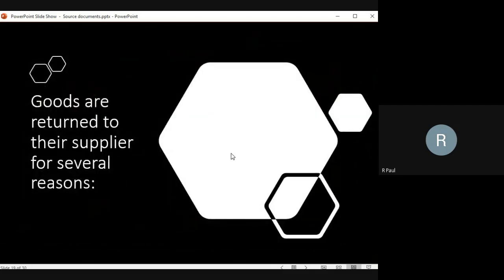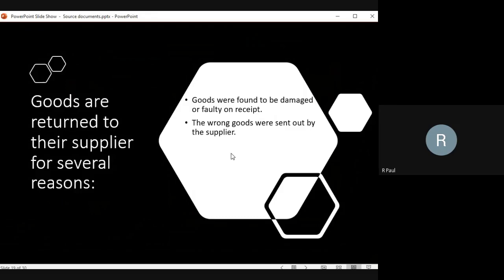Now, the next document we're going to look at will involve when goods are returned. Some of the reasons why goods are returned are as follows. One, goods were found to be damaged or faulty on receipt. Two, the wrong goods were sent out by the supplier. Or lastly, goods were received too late, so the sell by date has exceeded, meaning that even if you go to sell, they'll be expired. So you need to send back those things.